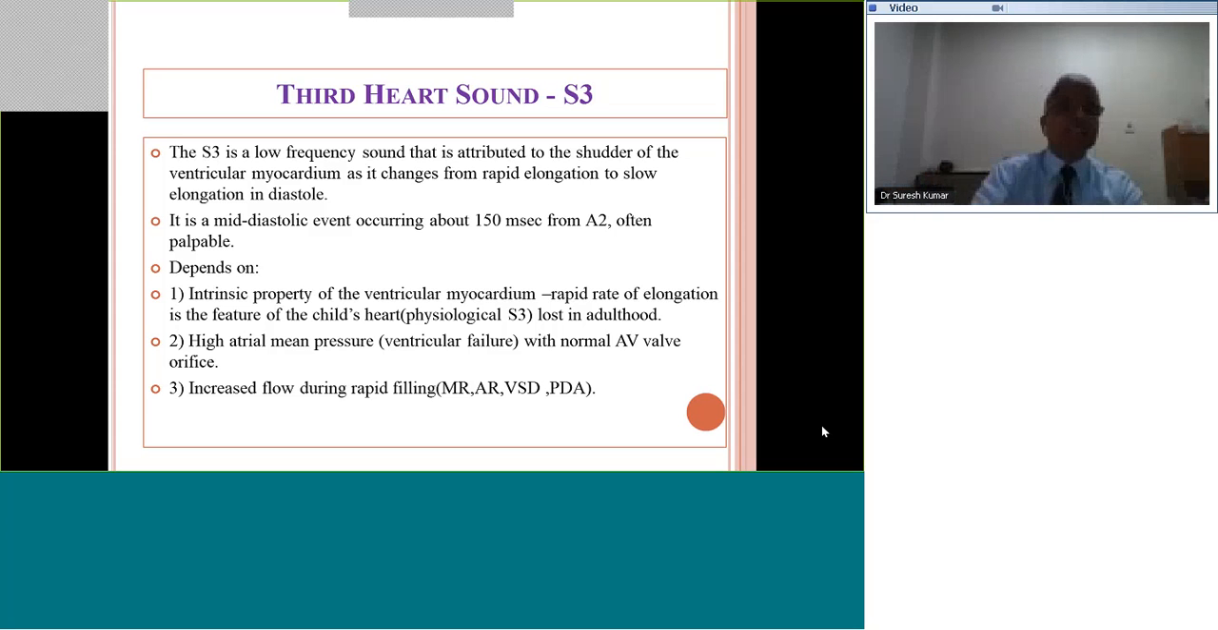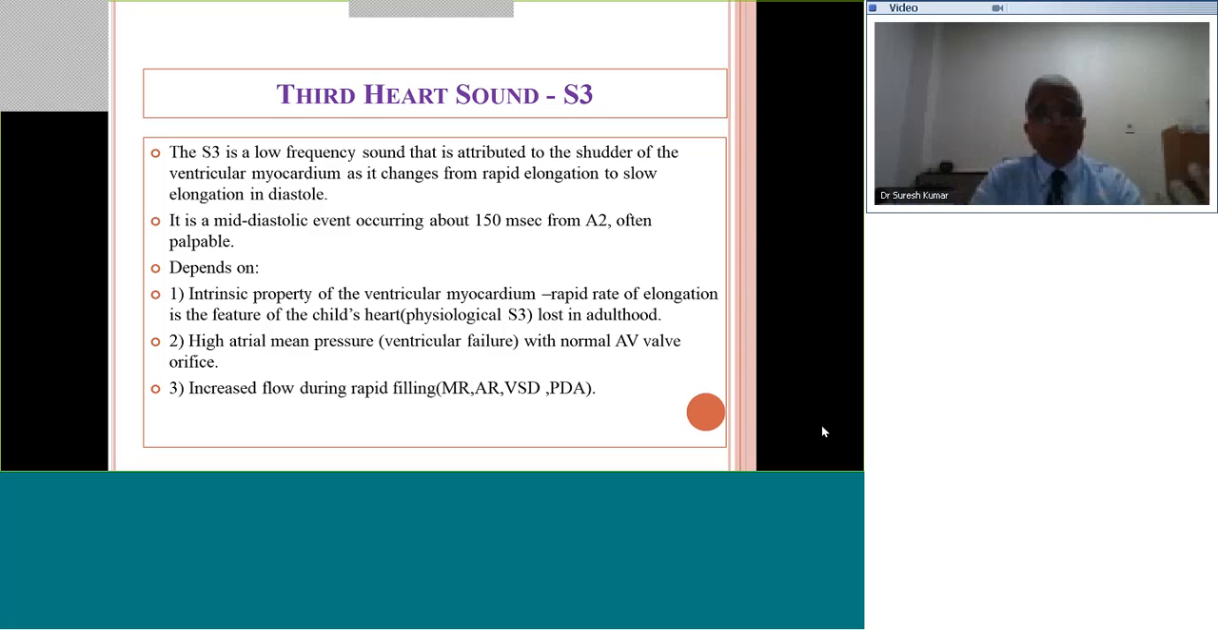The interesting thing about S3, it can be there as a physiological event in the young child. A 5-year-old child, and S3 is normal. A 50-year-old man or woman, the S3 is always abnormal. So any explanation for the genesis of the S3, we should be able to reconcile this apparent conflict.